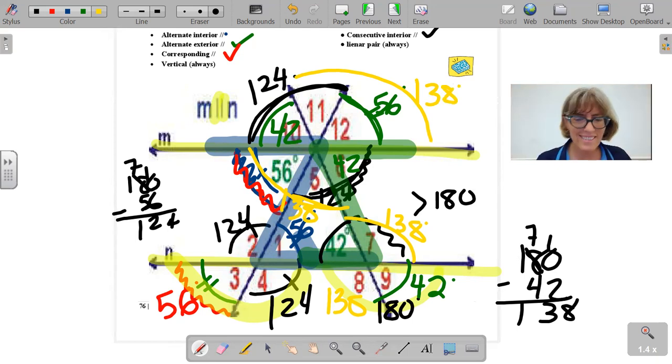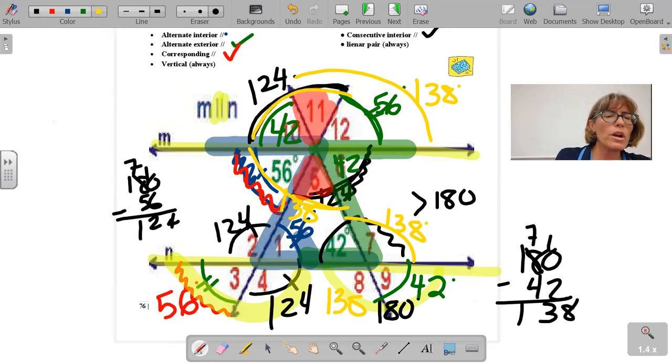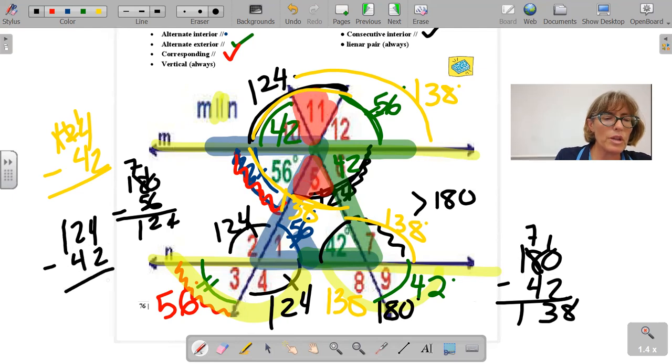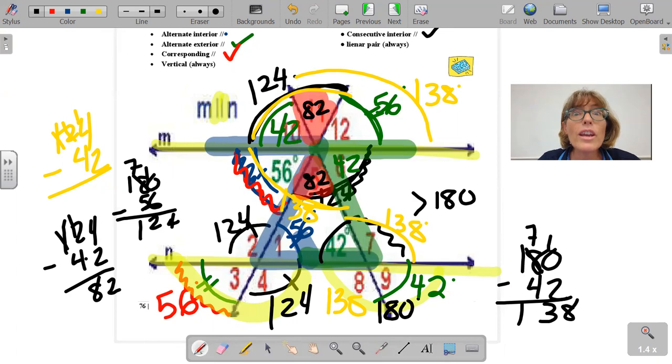But wait, there's more. Take a very close look at these two angles. We're going to get that by getting 124 minus 42. So 124 minus 42, that's going to be 2. We borrow, that's going to be 82 right there, as well as that one. So there is a ton of information. The minute I tell you lines are parallel, all of these angles are fair game.